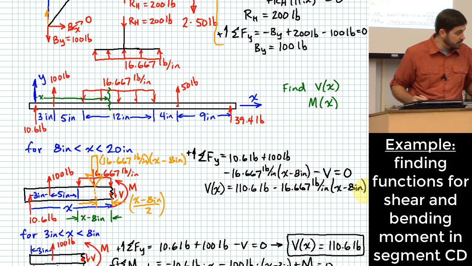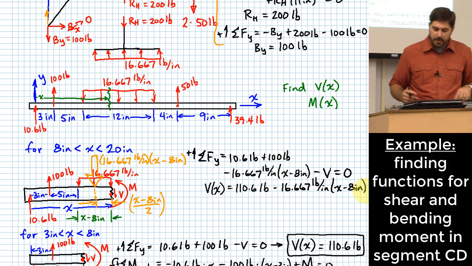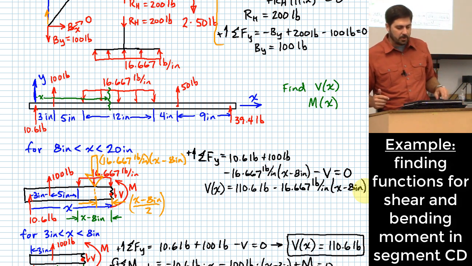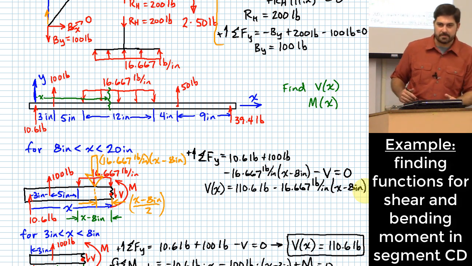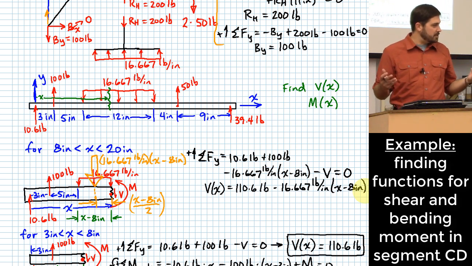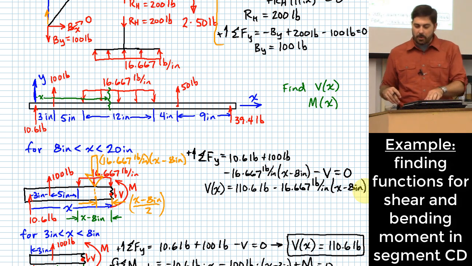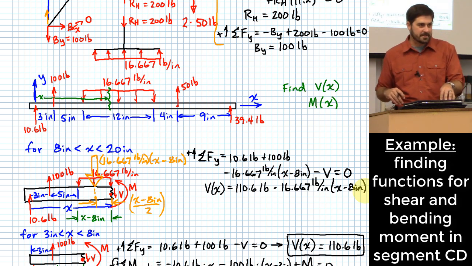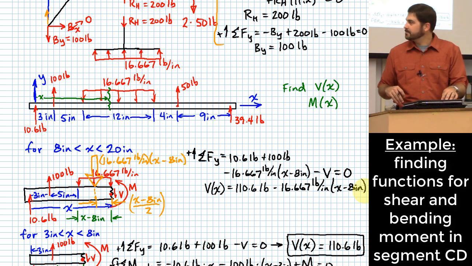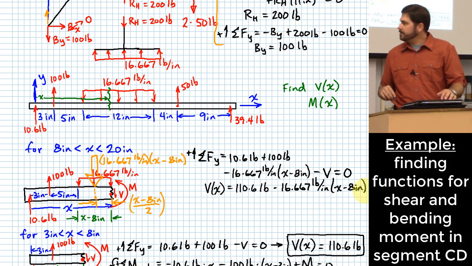Do we need to distribute the 16.667 across the x minus 8 inches? We don't need to. I mean, you can, but you don't need to. But you're probably noticing here that this is our first instance where our V of x function has actually been a function of x, where x is a variable included in it. That's kind of interesting.